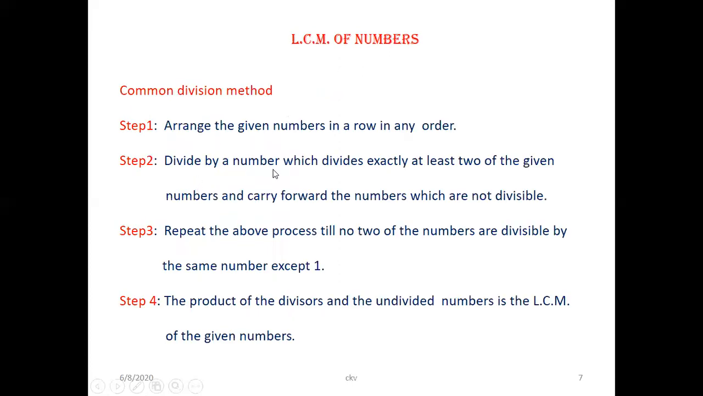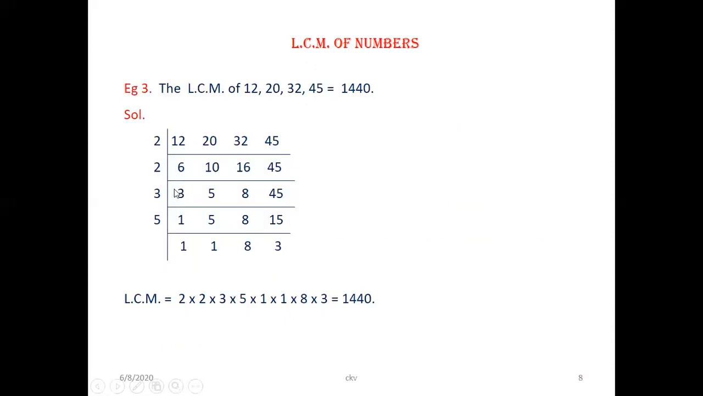Divide by a number which divides exactly at least 2 of the given numbers. It can be more than 2 numbers like in the previous steps, but in this third step, only 2 of the 4 numbers are exactly divisible by 3. That's why I took 3 here. And those numbers which are not divisible by 3, here 5 and 8, you just carry them forward.